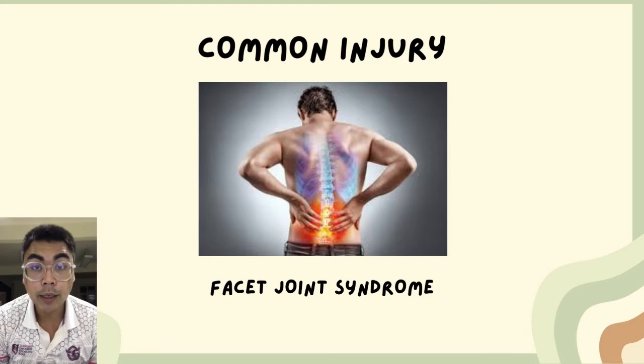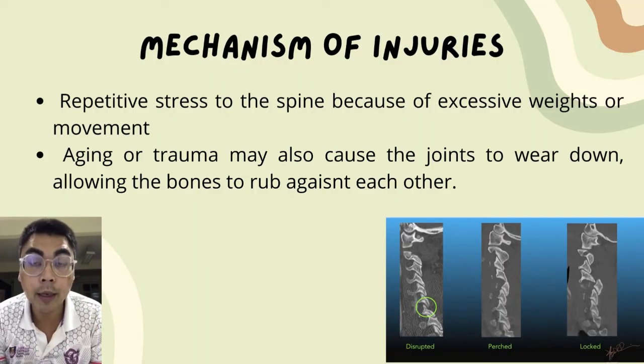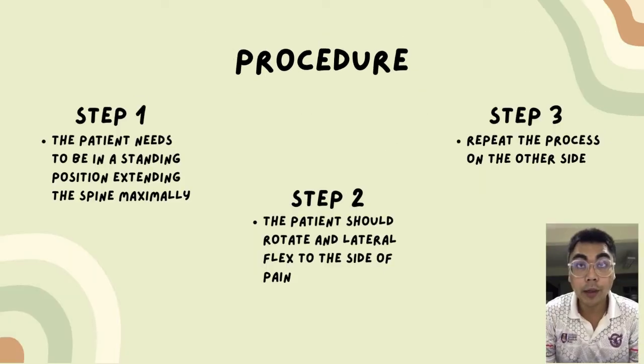The common injury for this test is facet joint syndrome. On to the next slide, we have the mechanism of the injuries, which is another way of saying the causes of the injury. The first one is repetitive stress to the spine because of excessive weights or movement. The other one is aging or trauma, which may also cause the joints to wear down, allowing the bones to rub against each other.